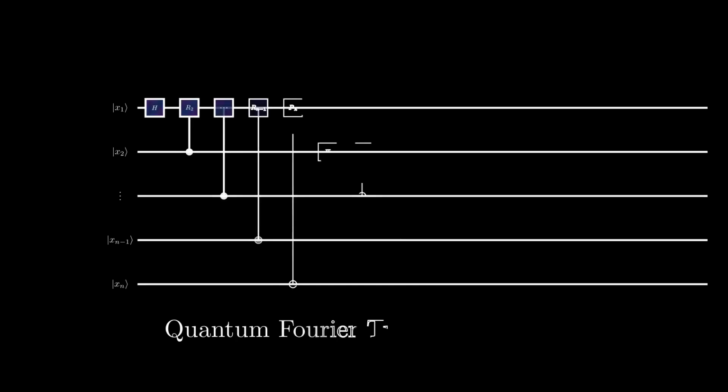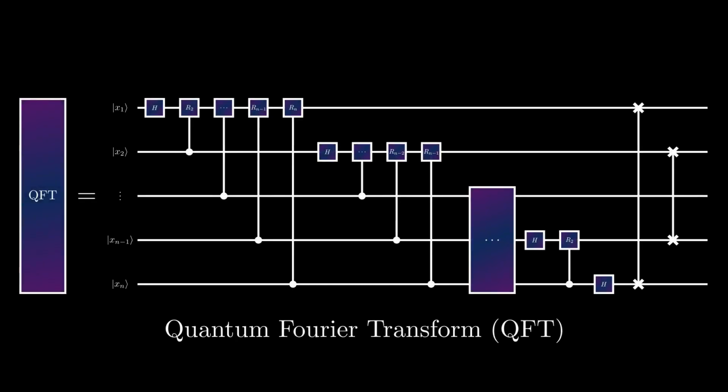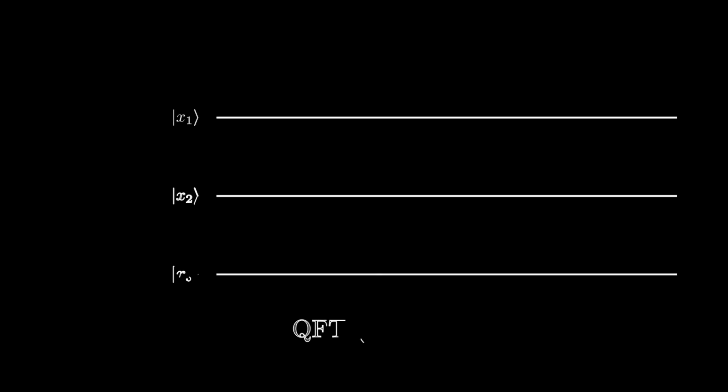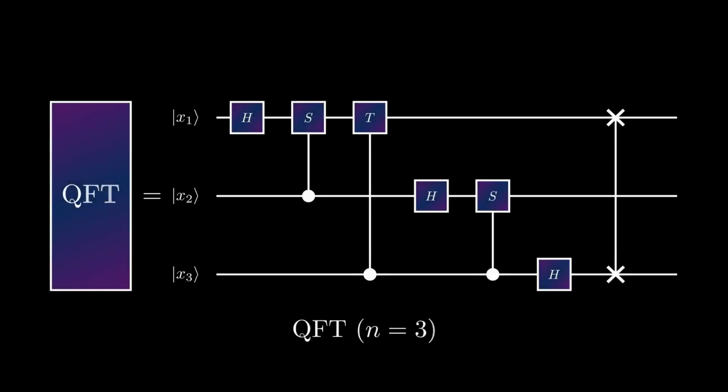Putting this all together, we have the following quantum circuit for an n-qubit quantum Fourier transform. As a concrete example, here's the QFT for n equals 3 qubits. Here we have that R2 is simply S and R3 is T, so we have the following construction using controlled S and controlled T gates.